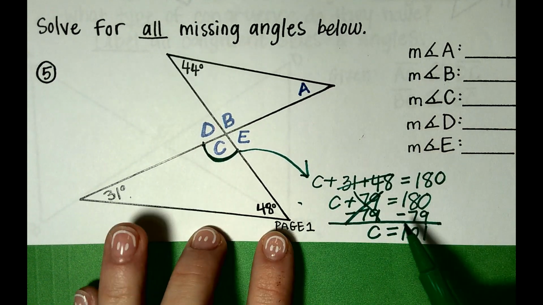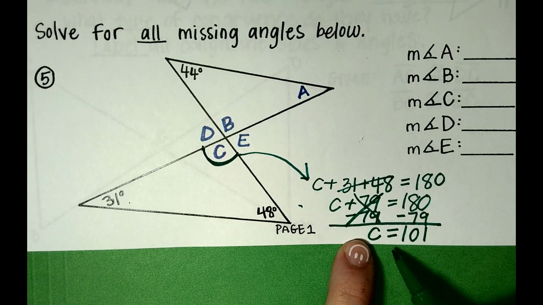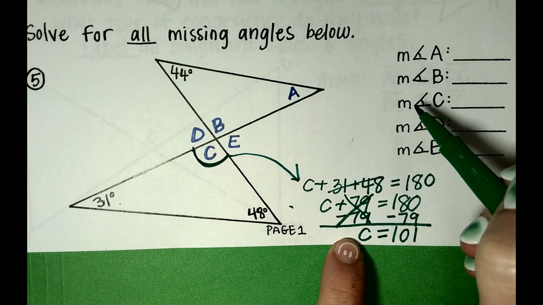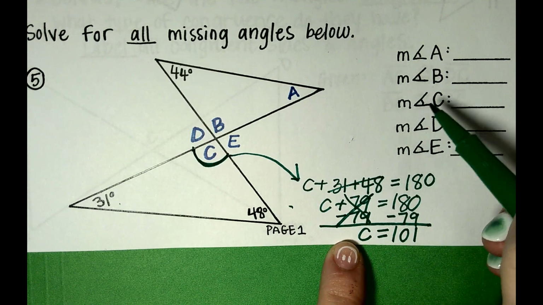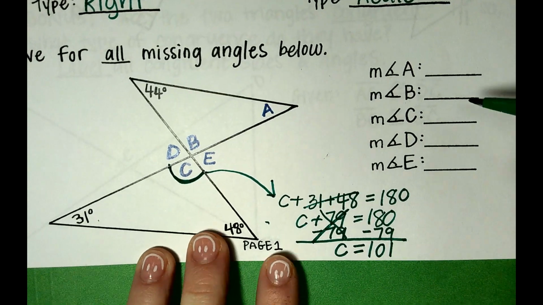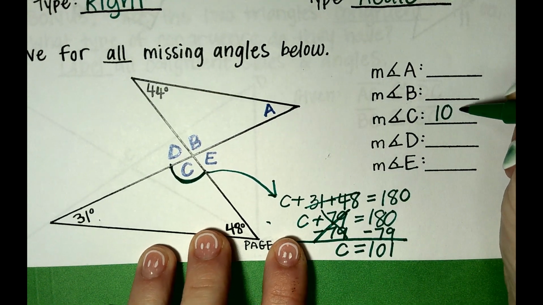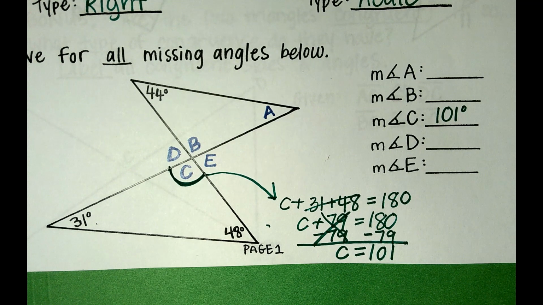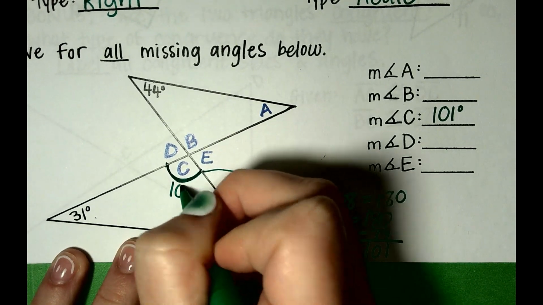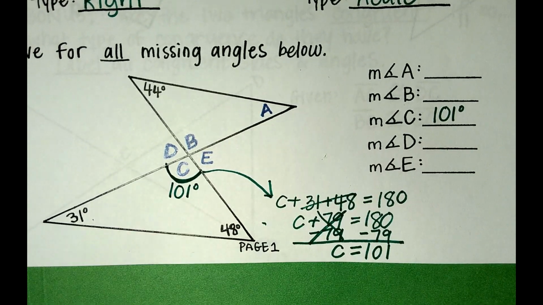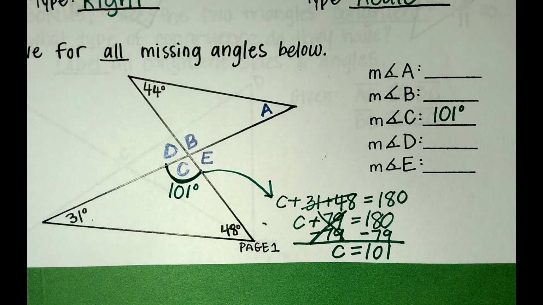So we just solved for one of our angles. I'm going to find C over here. Now this M means the measure of angle C. Don't let that confuse you too much. The measure of angle C, and we just solved for that, and it is 101 degrees. Something else that's really helpful is once you have an angle solved, I like to go ahead and write that angle on my picture as well, just so that I know I've solved for it already. So we have angle C.